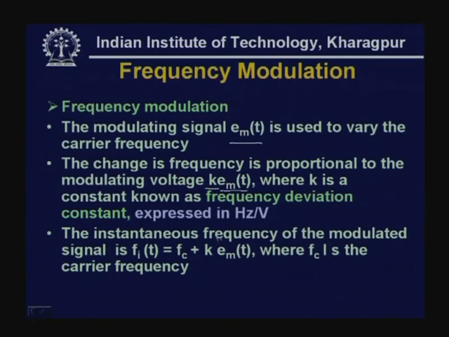The instantaneous frequency of the modulated signal f_i(t) is equal to f_c plus k times e_m(t), where f_c is the carrier frequency. So, what we find is that around the carrier frequency, the frequency will vary in proportion to the modulating signal. This is the basic idea behind frequency modulation.